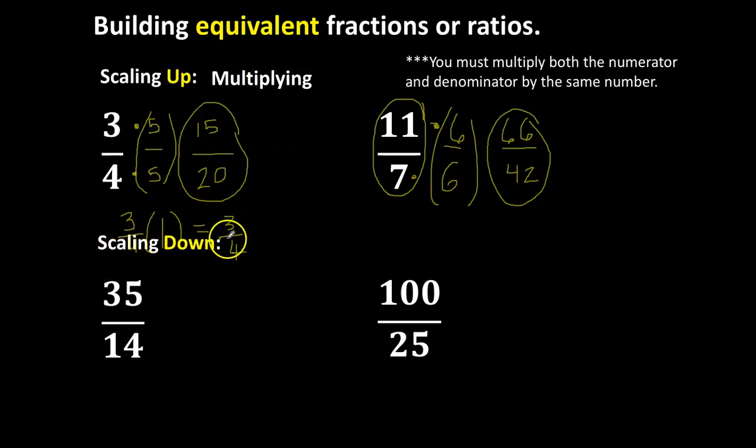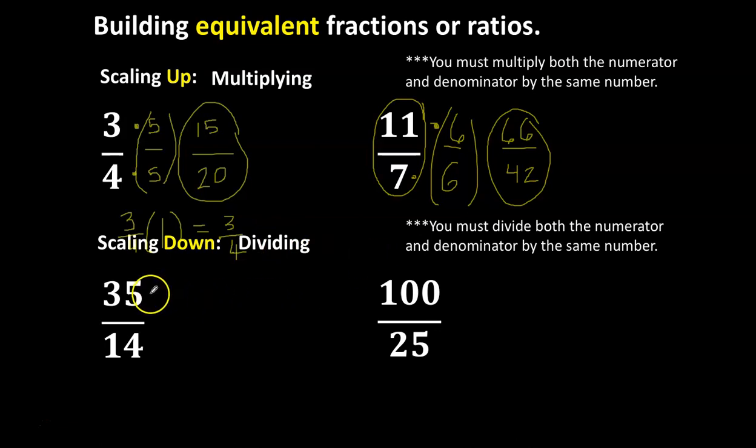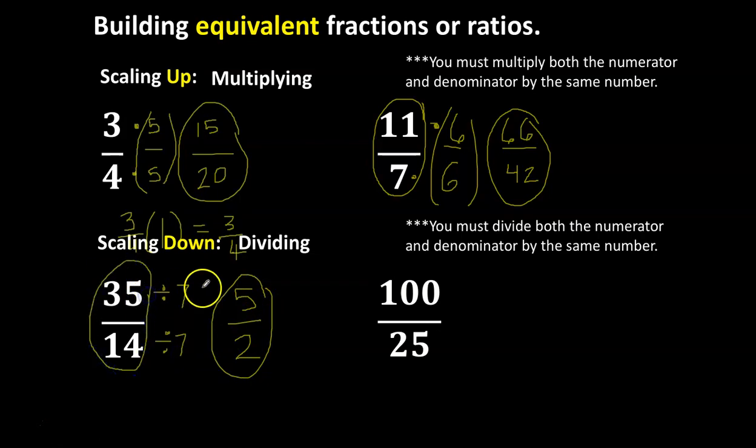We can also scale down. We can build equivalent fractions by scaling down, and we would divide to scale down. For example, we can divide 35 and 14 by 7. If I take 35 and divide it by 7, I get 5. If I take 14 and divide it by 7, I get 2. 5/2 is equivalent to 35 over 14 because we could also think of it backwards. 5 times 7 gives you 35, and 2 times 7 gives you 14.